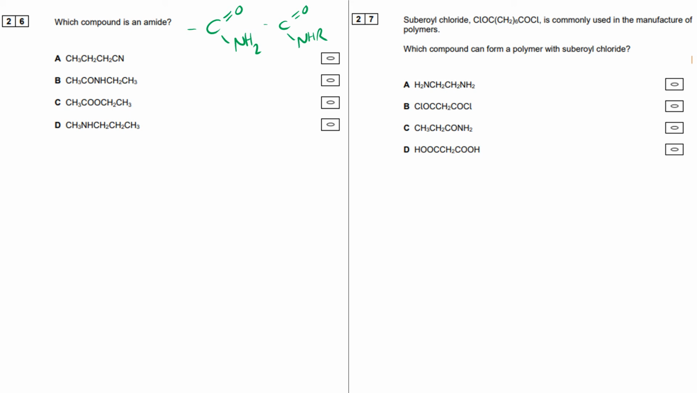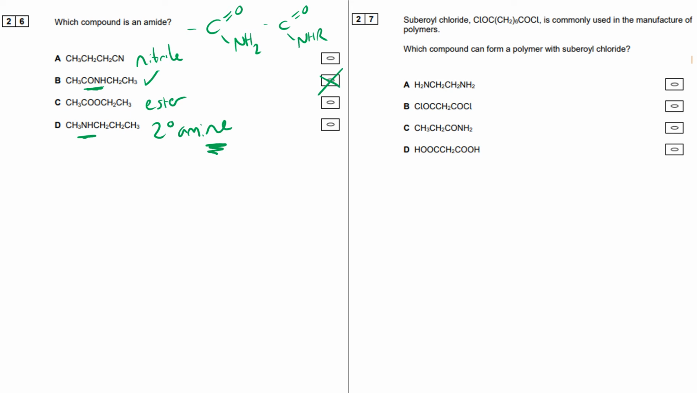So going through, A is a nitrile, B has a CONH, so that looks like it's an amide. Let's just check the other ones. C is an ester, and D is a secondary amine there. So it's not got the C double bond O group, so it's an amine, not an amide. So compound B, which is N-ethyl ethanamide, is the only amide out of the 4 options given.